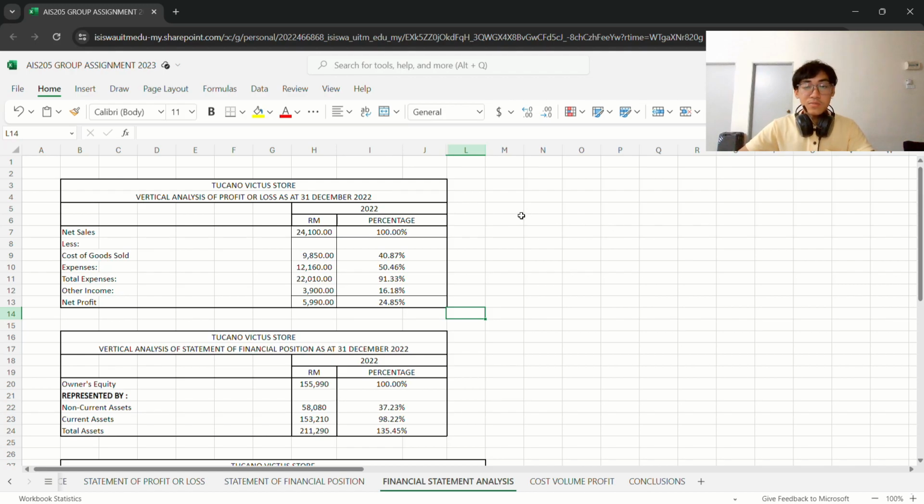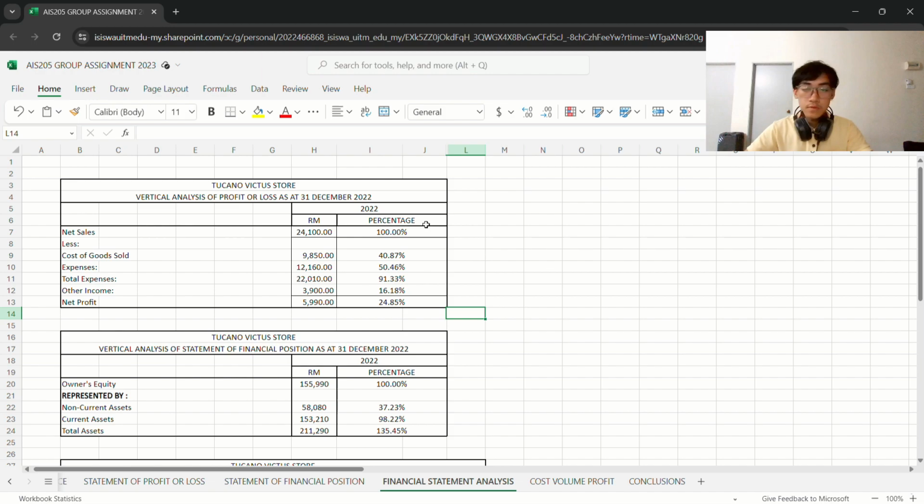Okay, so my name is Muhammad Azizul Hakim bin Ismail, and my job is to show you guys our company Tucano Victor Store financial statement analysis. So here we have applied the vertical and ratio techniques to analyze the company financial statement.